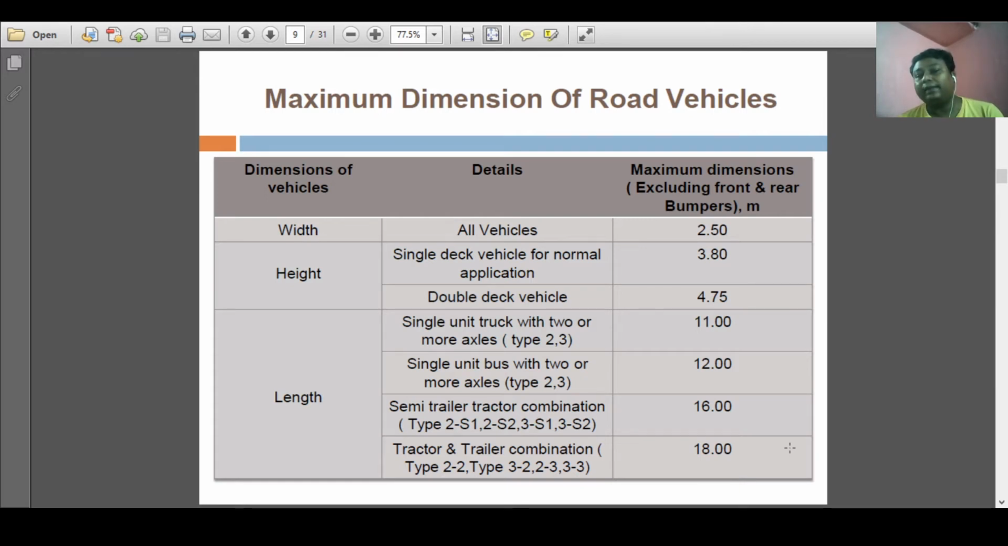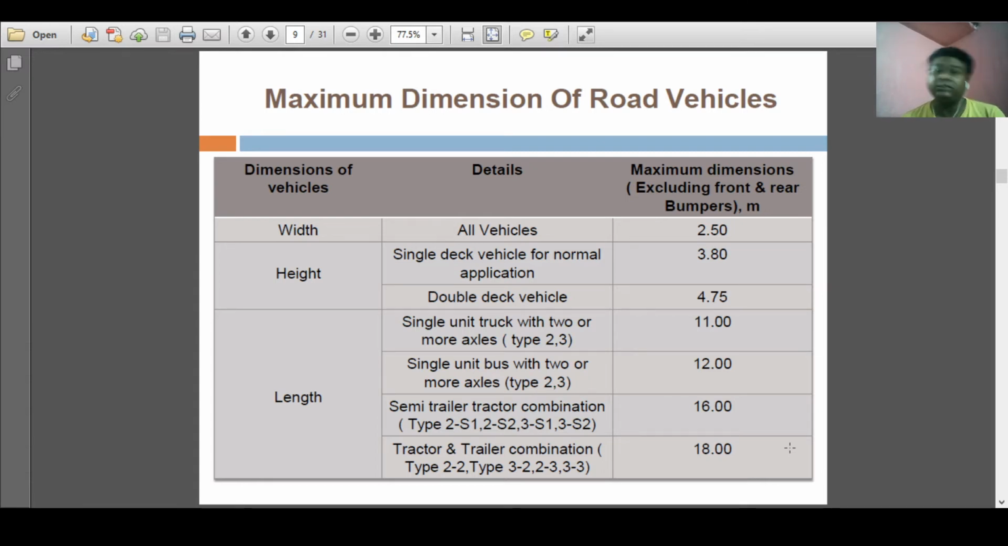Based on the category of the vehicle, the length of the vehicles is different. If you see this table, for a semi single unit truck with two or more axles, what is an axle? We'll discuss that. An axle is basically the holding portion of two wheels. It means one bar is holding the two tires in two opposite directions. This whole system is called the axle. If it is a single unit truck with two or more axles, it is 11 meters. In this way, for different combinations of vehicles, different lengths are given.